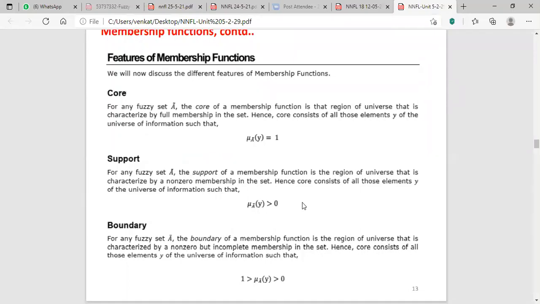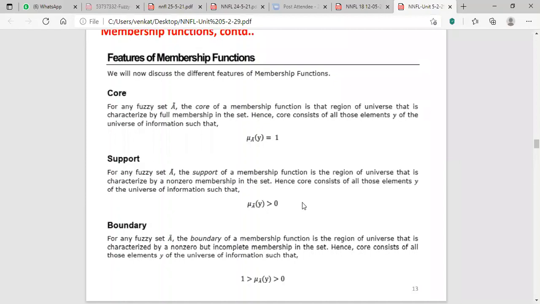What are the features of a membership function? Core, support, and boundary. The membership function has certain features. Core: for any fuzzy set, the core of the membership function is the region of the universe that is characterized by full membership in the set. So the core consists of all the elements y of the universe of information such that mu A(y) is equal to 1.